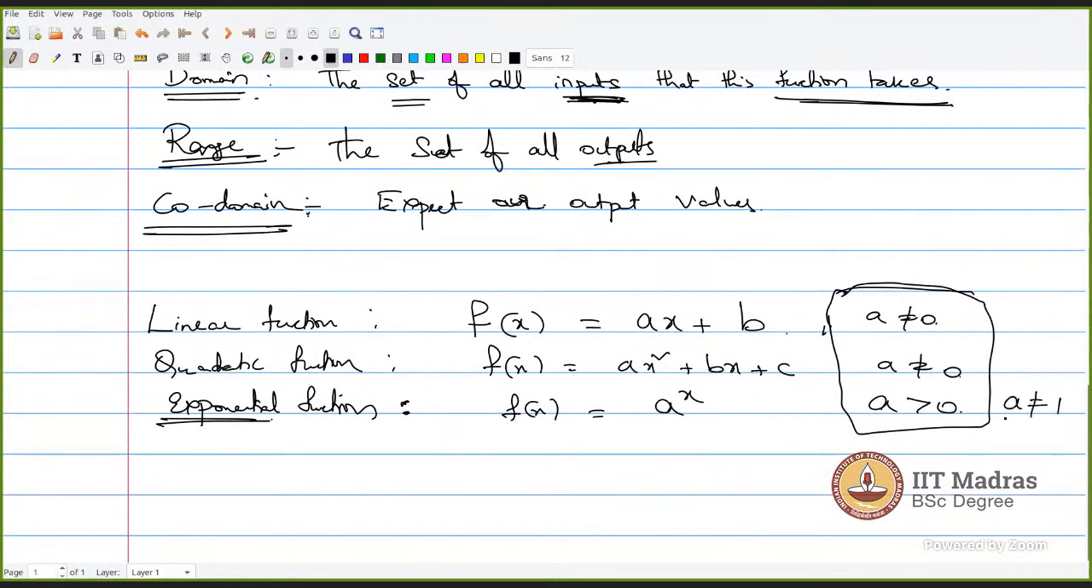And finally, logarithmic: log x to the base a, where a is a constant and there is an x there. What are the conditions here? a is greater than 0 and not equal to 1. And even here, x should be greater than 0.